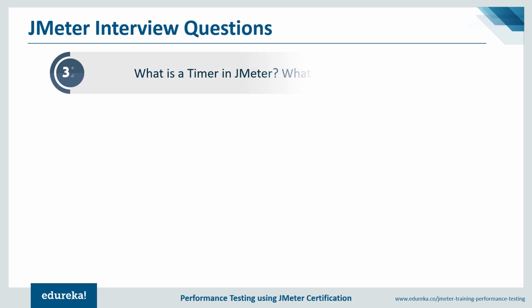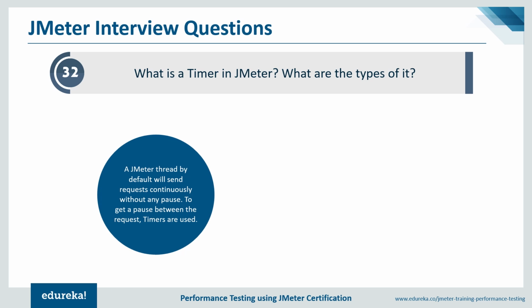Moving on, the next question is, what is a timer in JMeter? Also, what are the different types of it? A JMeter thread by default will send requests continuously without any pause. To get a pause between the requests, timers are used. If you perform load or stress testing on your server without any delay, it will be overloaded. Then it won't be able to give you realistic results and will fail to simulate real-world user traffic. JMeter timers are the solution to all these problems. The timer element can be added in a test plan to apply a delay between each sampler or request.